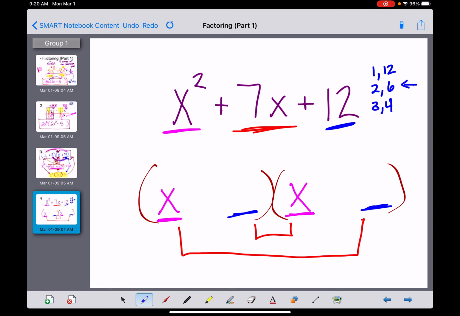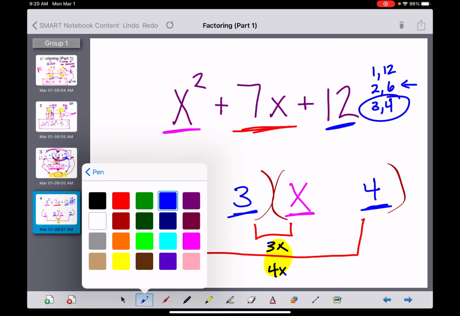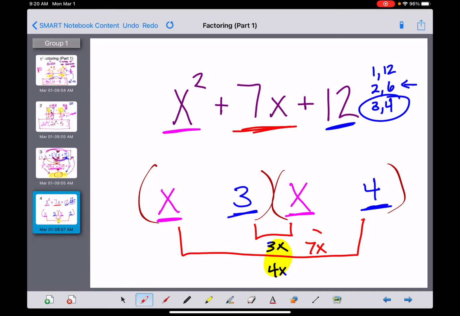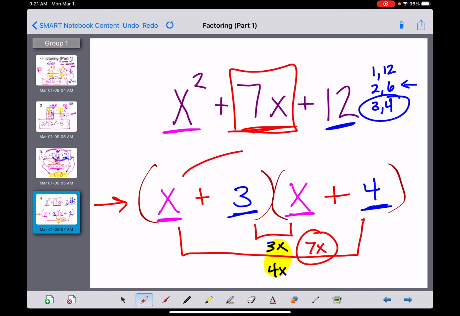I'm going to go with 3 and 4 this time. So I'm going to check my inners and outers. 3 times x is 3x. x times 4 is 4x. When I combine my like terms, I do get 7x, which is exactly what I wanted to get. So my factored form is x plus 3 times x plus 4. I can always check my work by doing the double distributive property, and I will get back to my original trinomial.